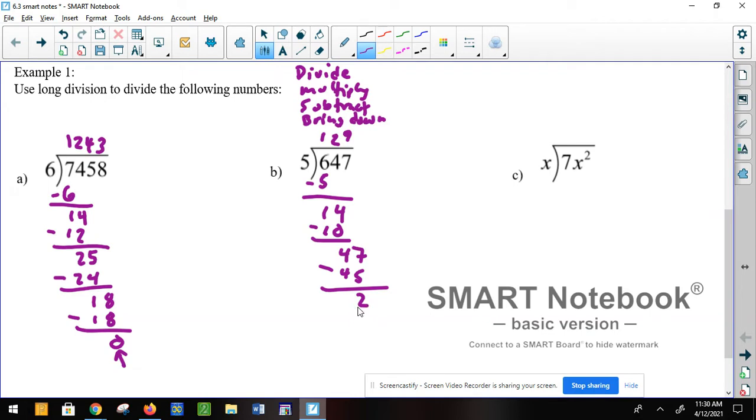So there's 3 different ways that you learned how to deal with that. You can either say it's 129 remainder 2, or you can say the answer is 129, and you take the remainder of 2 and put it over the 5. So it's 129 and 2/5 as a mixed number, or you can take that 2/5 and make it a decimal. Right? So all 3 of those are the same thing.